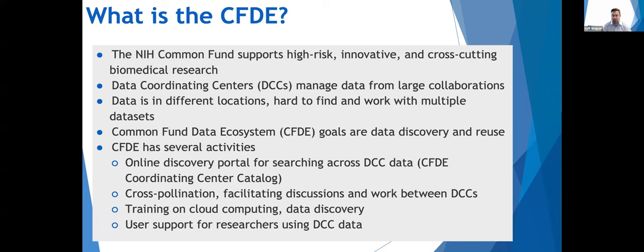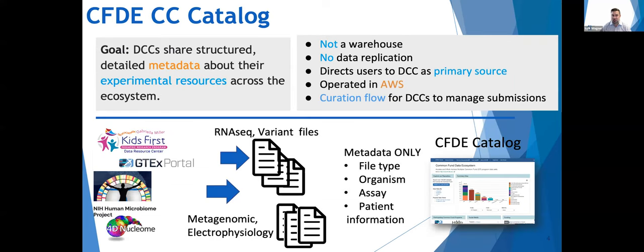So the DCCs tend to have a lot of common needs in terms of their researchers. And so the CFDE Coordinating Center provides frontline user support for them. But for the most part, what we're interested in to start is the catalog, the CFDE CC catalog. And this is somewhat unique in that the DCCs describe their data and other resources, and it goes into a centralized catalog. So this is not a data warehouse, and there is no data replication. The CFDE catalog does not store the data.